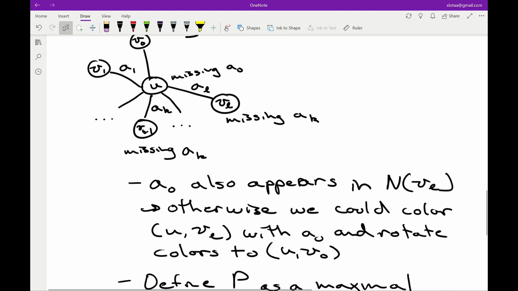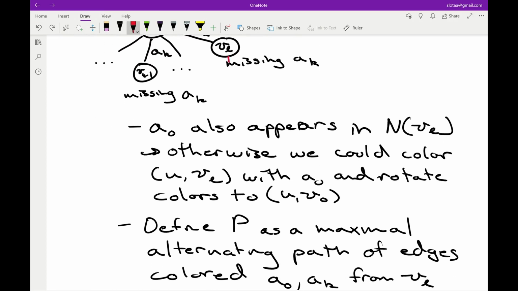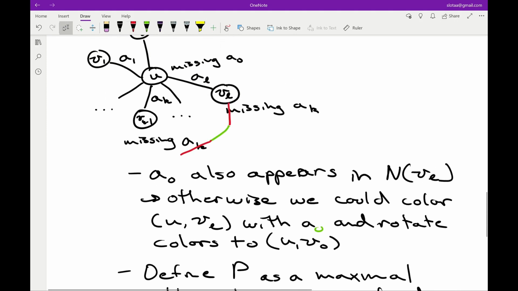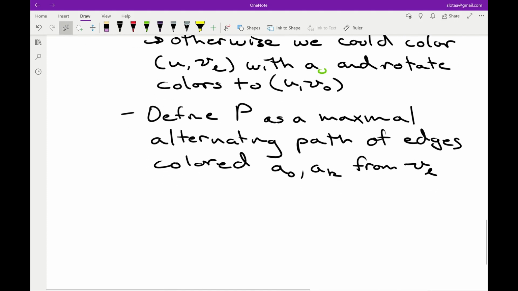So the idea is we have something along the lines of this, where we have A naught, A sub K, A naught, and so on. That's our P, essentially. This is our P. So let's think about what happens when we consider this P as a maximal alternating path specifically.